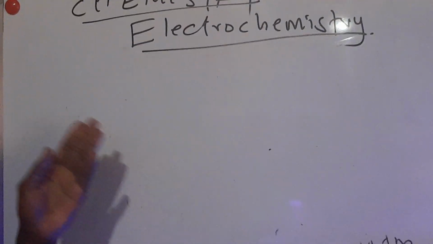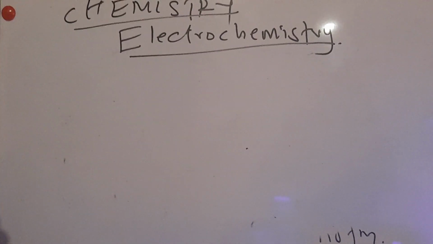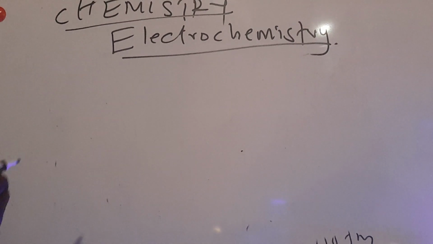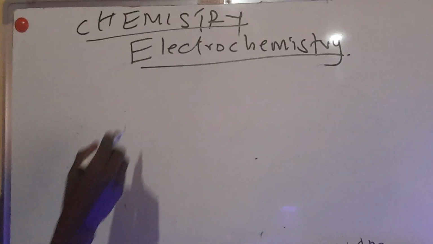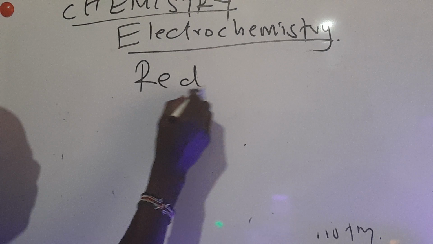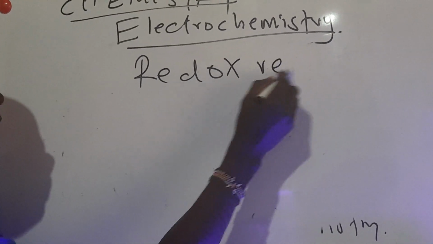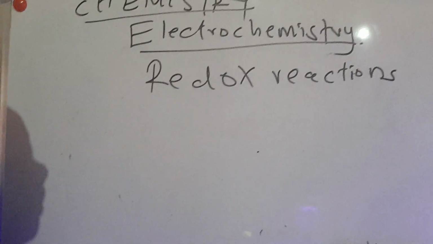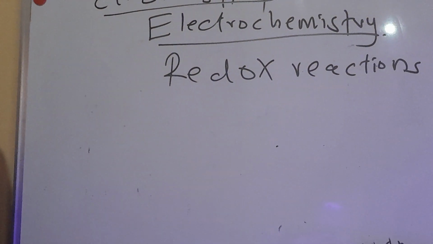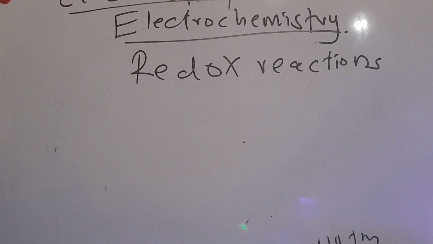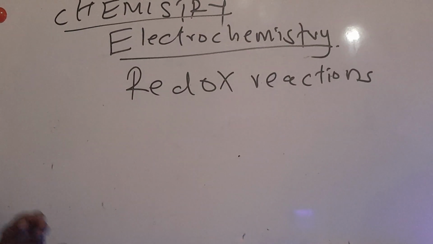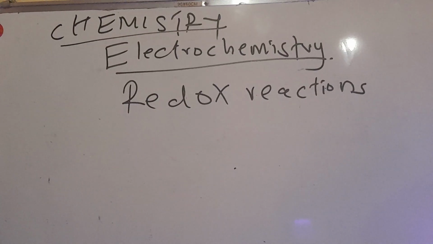Now, under electrochemistry, it has a backbone. For you to understand electrochemistry, you must understand what we call the redox reactions. Redox reactions, that is the backbone of this topic called electrochemistry. So before you do anything in electrochemistry, you must understand what a redox reaction is.